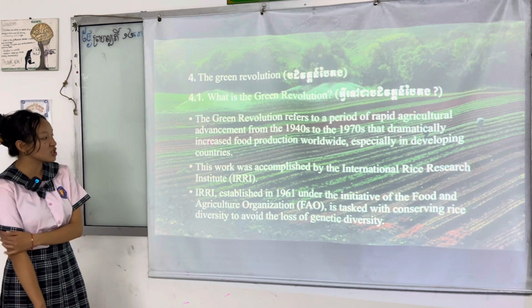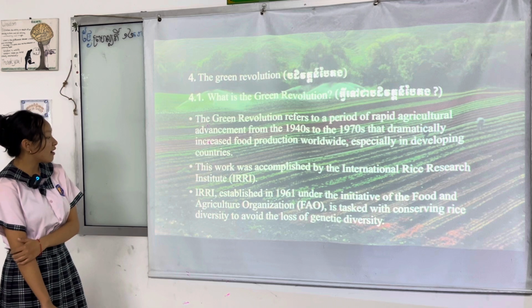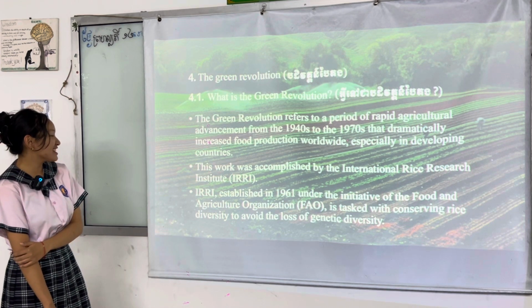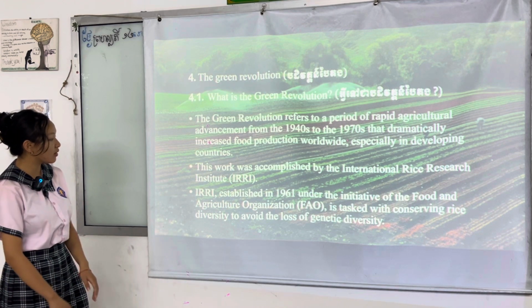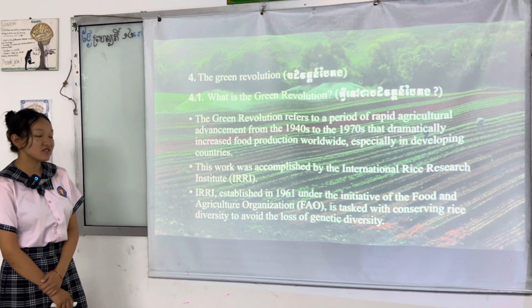This work was accomplished by the International Rice Research Institute, IRRI. The IRRI, established in 1961 under the initiative of the Food and Agriculture Organization, the FAO, is tasked with conserving rice diversity to avoid the loss of genetic diversity.